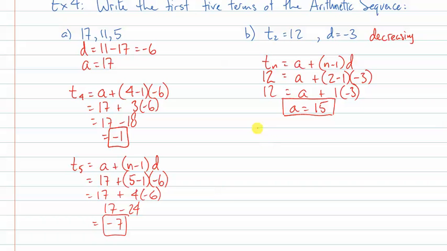Alright, you can figure out why this would be, but the third, fourth, and fifth terms, I'll just provide them to you so that you're sure that you know them. They are 9, 6, and 3.